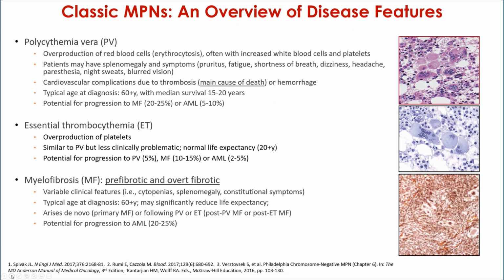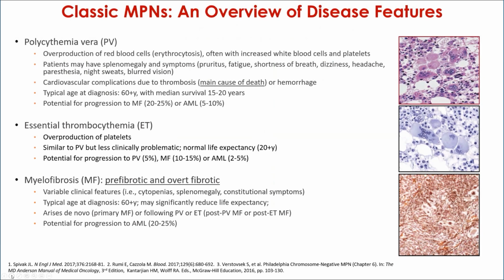That's why we typically talk about thrombotic risk assessment. Patients are typically in mid-60s, median survival about 15 to 20 years, which is shy of normal, not completely normal, but it's pretty long. And many consider this condition rather benign, although it can progress to myelofibrosis and acute myeloid leukemia, as we all know.